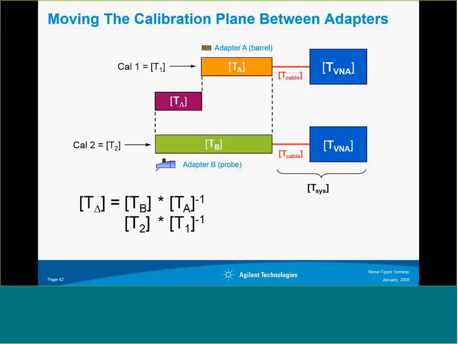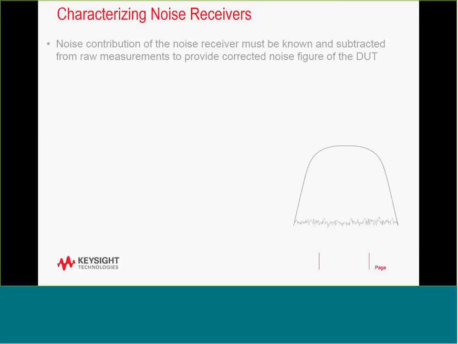As I mentioned before, because we have fixtures available in the network analyzer, we can characterize those adapters from our noise figure plane all the way to our cal plane to our device, and de-embed them straight out of the measurements. So the technique is available to do accurate measurements, obviously.